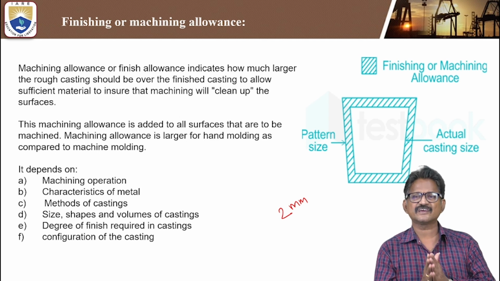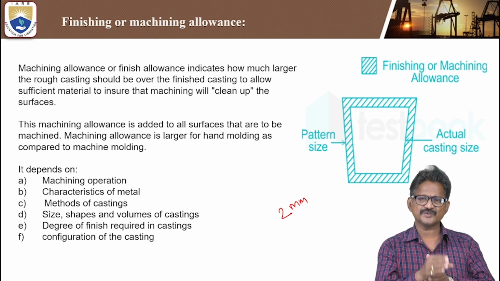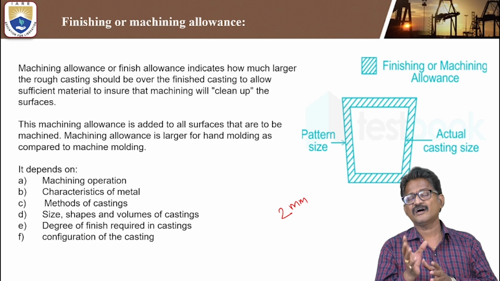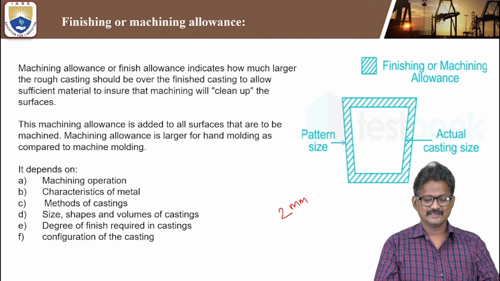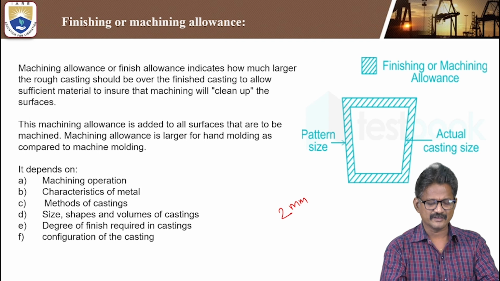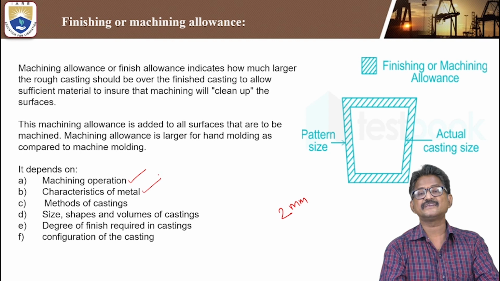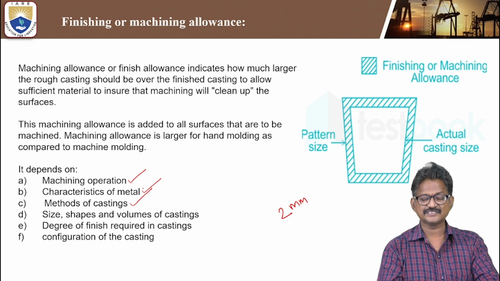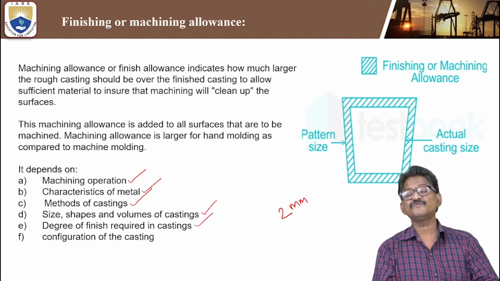And the configuration of the casting is also very important. So what is the configuration? The shape of the component. Is it simple in shape, very complex in shape, or a variety of applications we are using? That is also very important. That's why this finishing or machining allowance majorly depends on, first, the machining operation, second, the characteristics of the metal, and third, the method of the casting, and fourth, the size, shape, and volume of the castings, and fifth, the degree of finish required in castings, and finally the configuration of the castings.